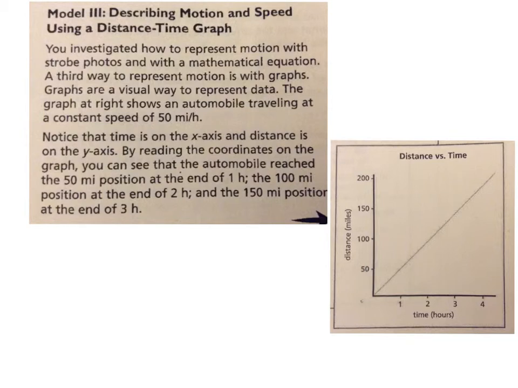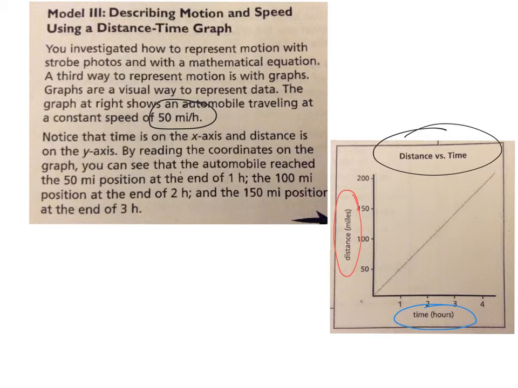Another way of showing motion is by using a distance time graph. A distance time graph is a very visual way to represent the motion of an object. In this graph, we have an object that is moving at a constant velocity. The constant velocity is 50 miles per hour. Notice on the y-axis we have distance measured in miles, and on the x-axis we have the time measured in hours.